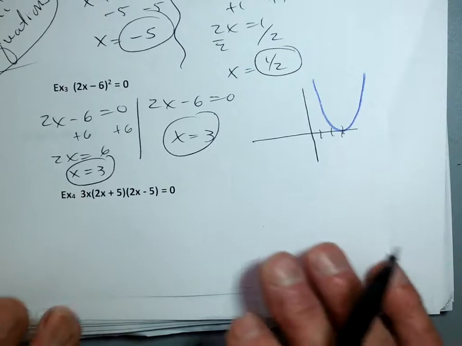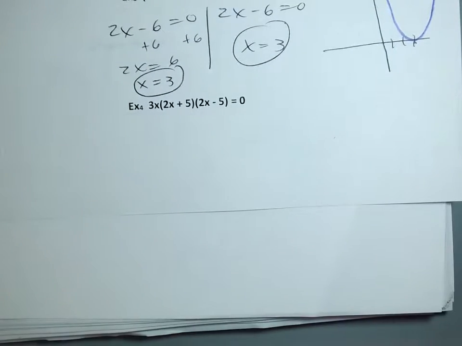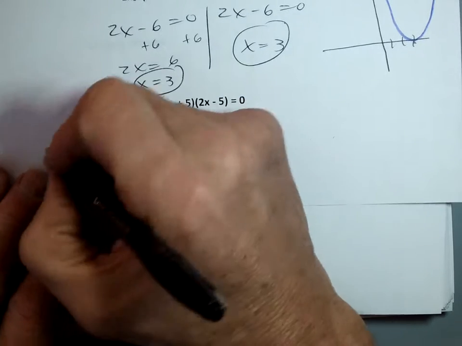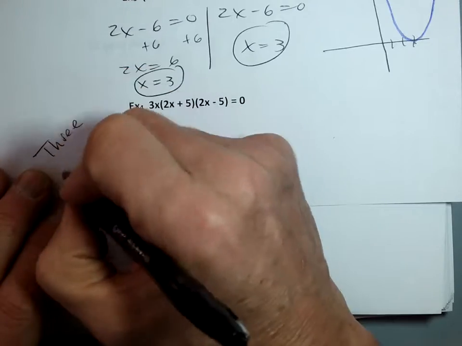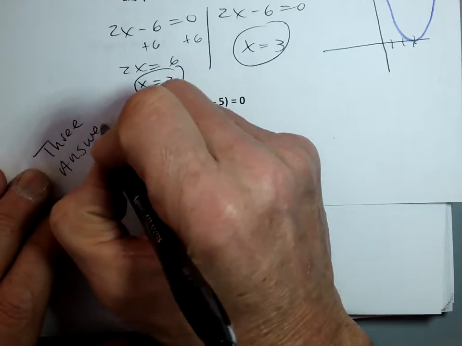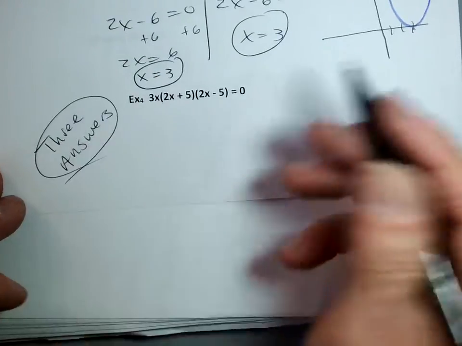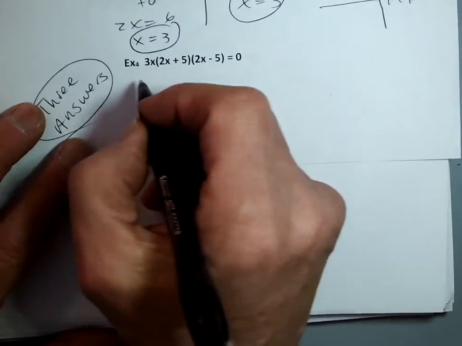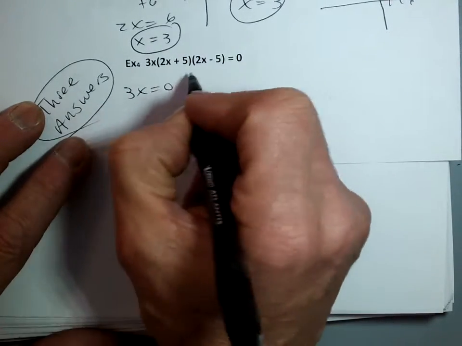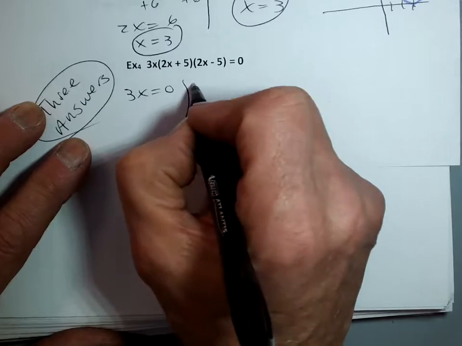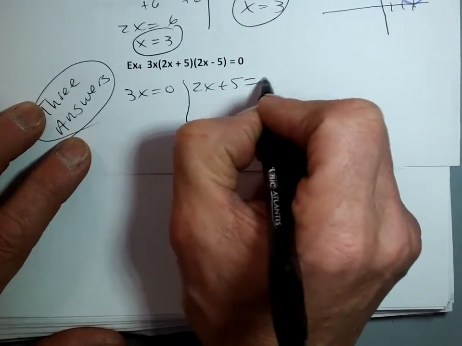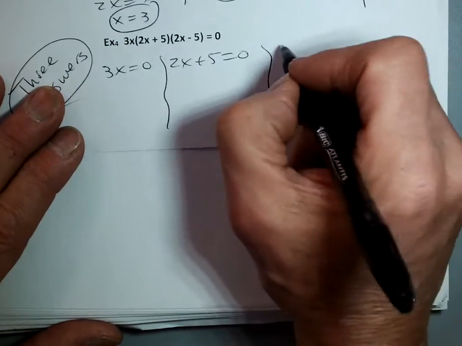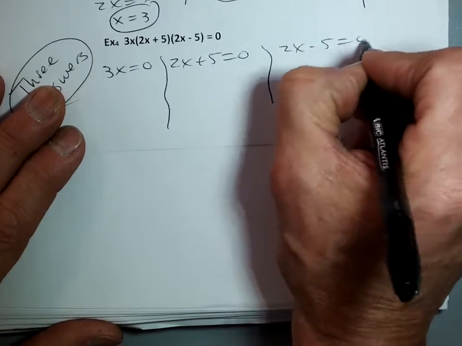Okay, number 4. Oh man, I see 3 x's. So we should have 3 answers because I've got 3 x's. Again, let's set up our mini equations: 3x equals 0 and 2x plus 5 equals 0 and 2x minus 5 equals 0.